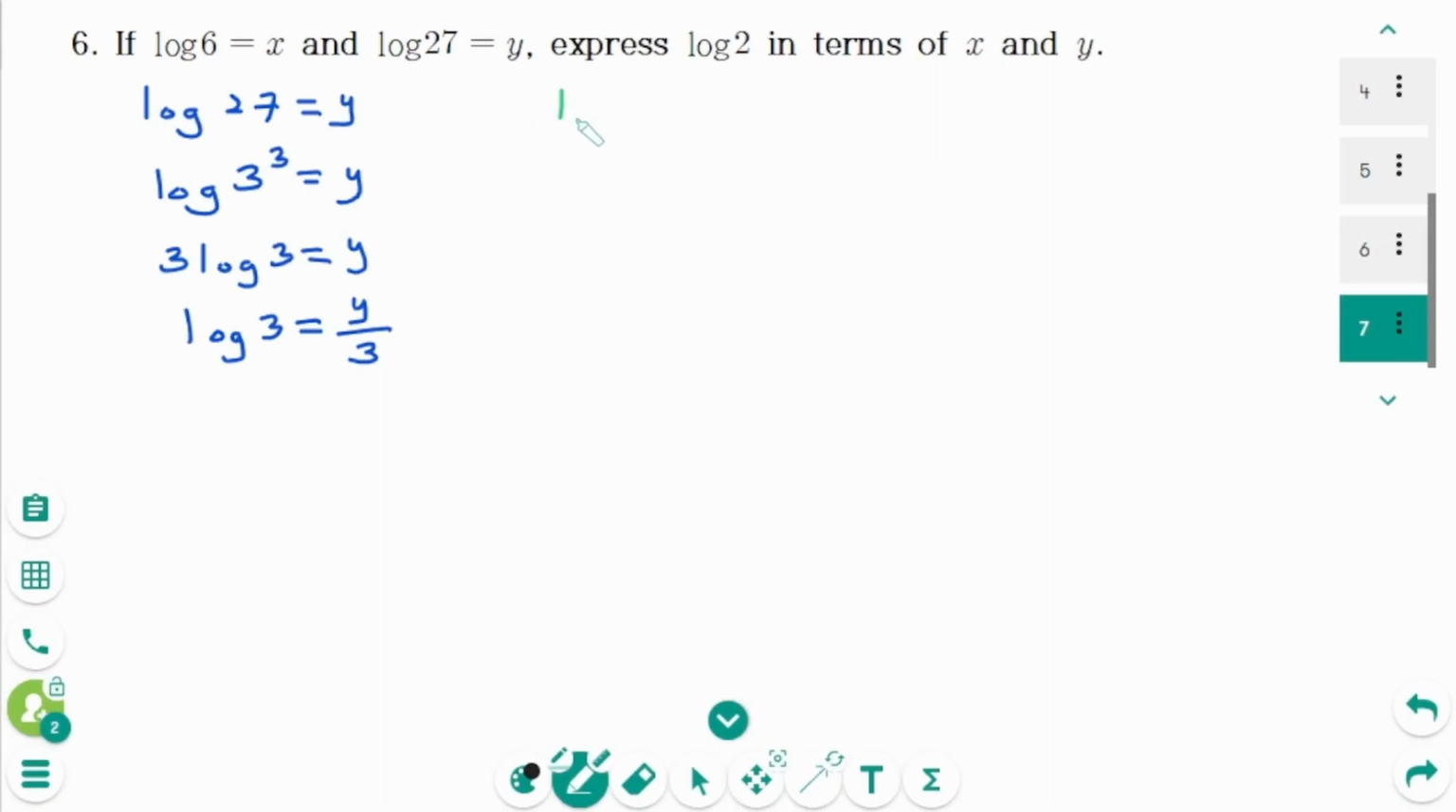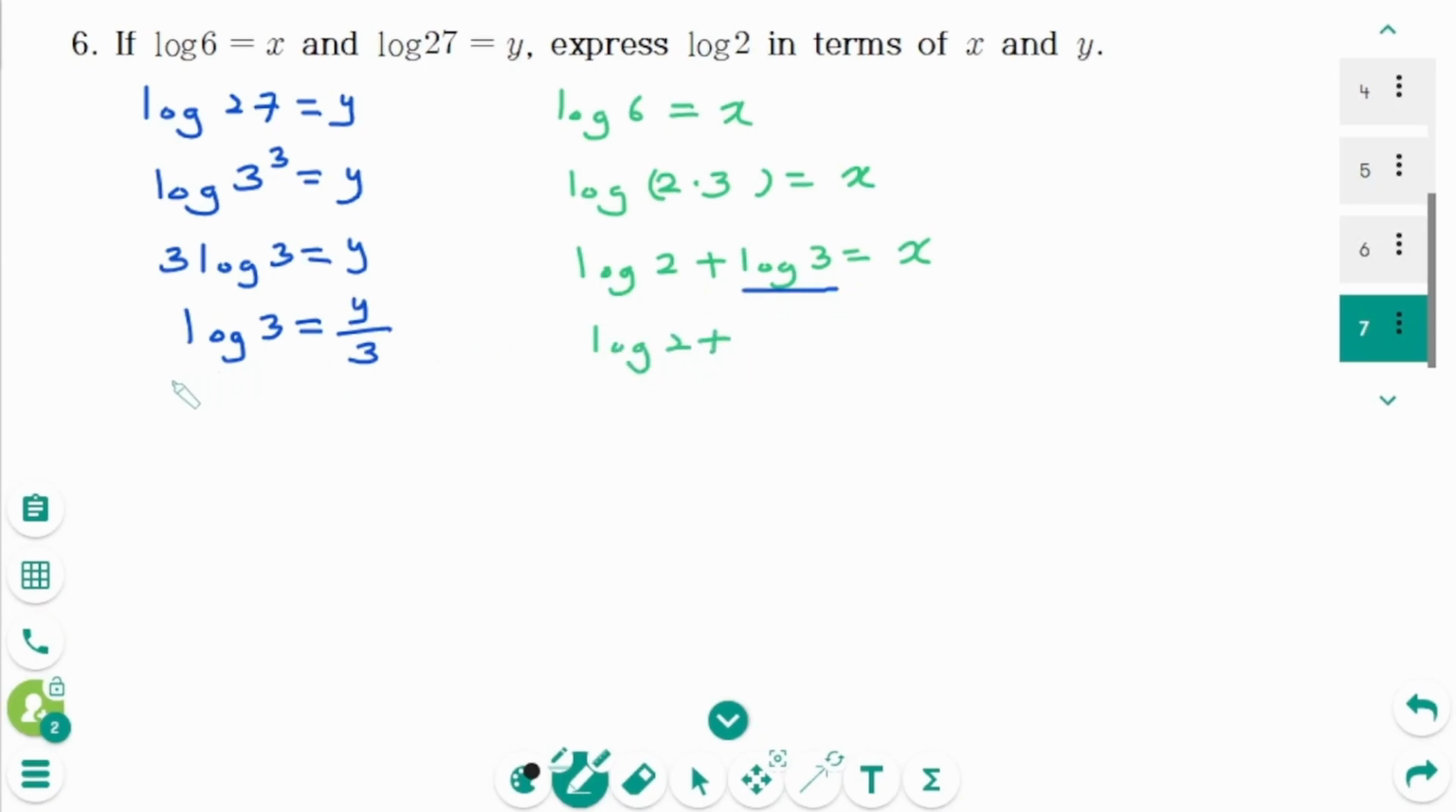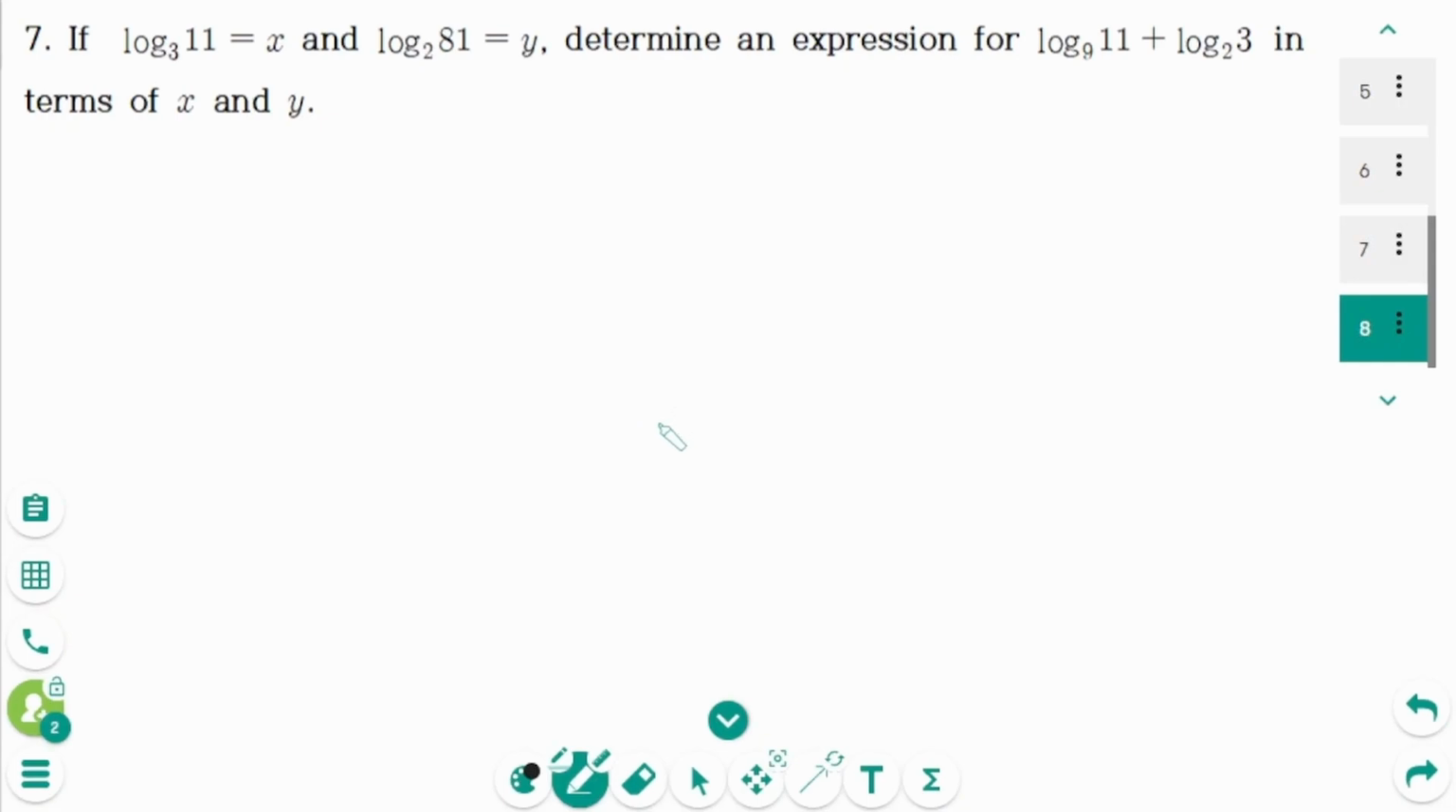Now this one. Log of 6 equals x. We can rewrite as 6 equals 2 times 3. Then use the product rule. Log of 2 plus log of 3 equals x. Then log of 2 plus y over 3 equals x. Then move this one to the right. Finally, log of 2 equals x minus y over 3. This is the last one.